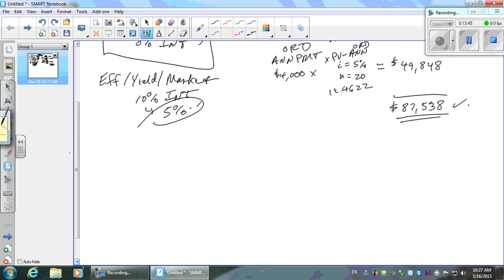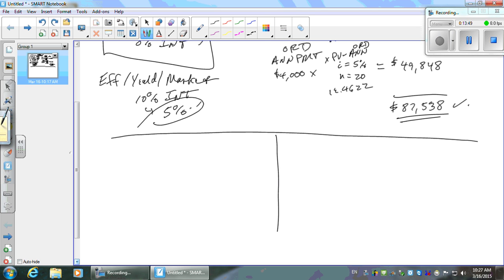Okay? All right, so let's do the journal entries. Let's do the journal entries on both sides. Okay? Guess what? One side is going to be the borrower, and the borrower is also the issuer. I issue the bonds, I borrow the money. And it's also, if you want to think about it that way, the seller.